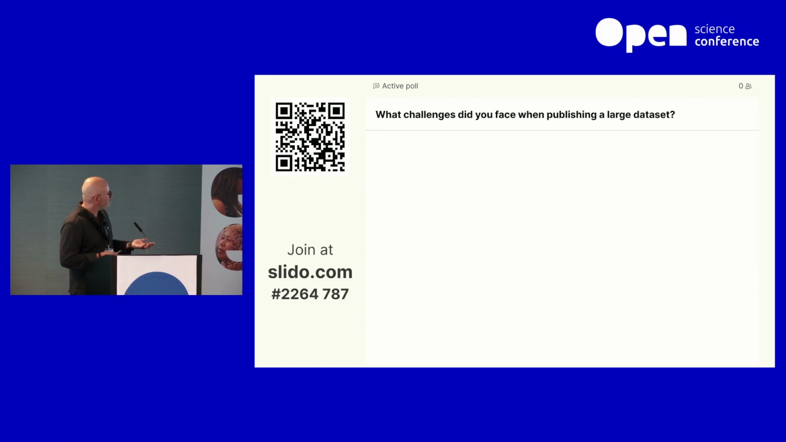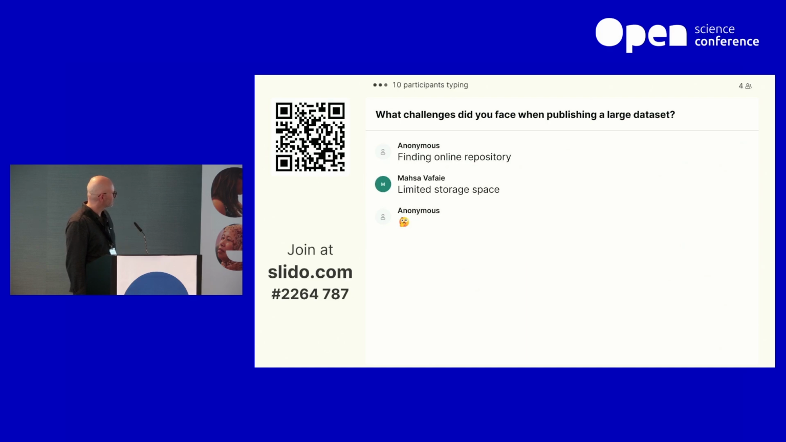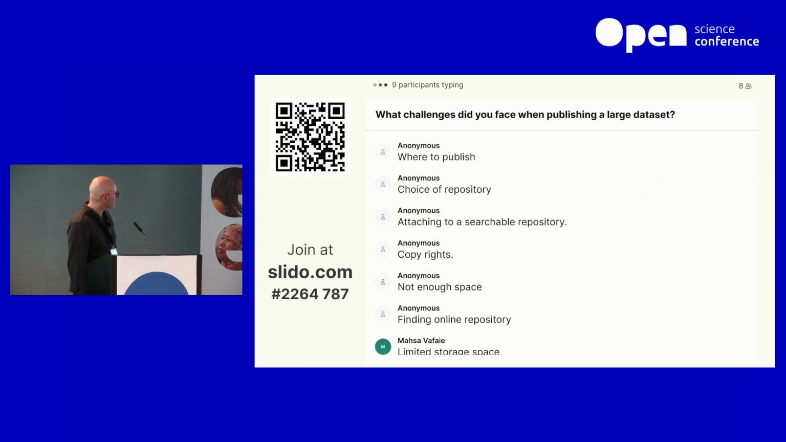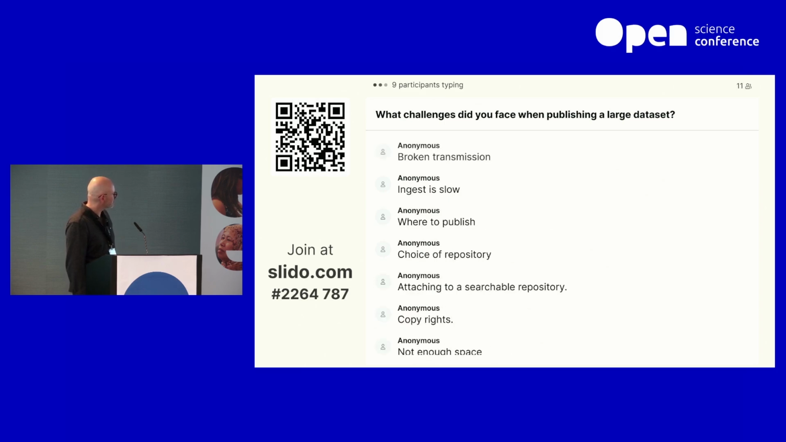What challenges did you face when publishing a large data set? I hope we will get a few answers, because if you didn't try, you couldn't gain any experience. Okay, limited storage space. That's obvious. Finding online repositories. Not enough space again. Copyrights. Attaching to a searchable repository. Choice of repository. Where to publish. Ingest is slow.